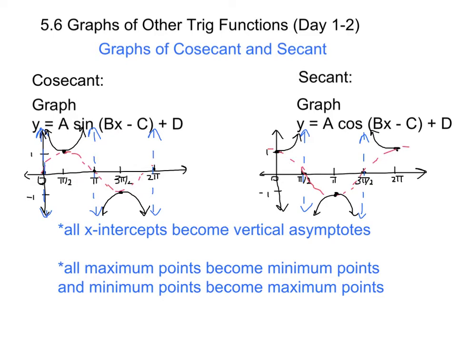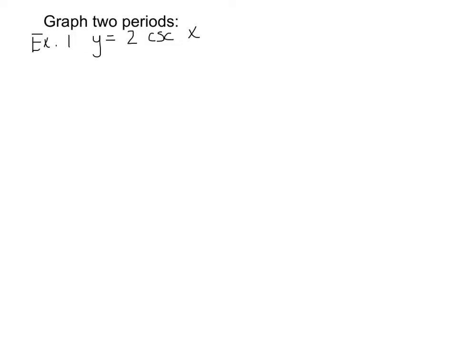So we're going to just try a couple to make sure you get it. Okay, here's our first graph. We'll start off with cosecant. Remember, cosecant is the reciprocal of sine. So we're actually going to graph the sine function. So I still identify A, B, C, and D. So A is 2, B is 1. Remember, it's the number in front of x. C is 0, D is 0. And we find our characteristics the same way.